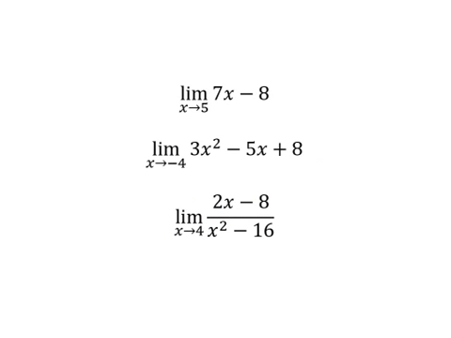Okay, so these would just be using basic substitution. For the first equation, all I would have to do is take this 5 and plug that 5 into the x. So if I plug 5 into x, 7 times 5 is 35 minus 8 gets me my answer of 27. So that first one would end up being 27 because all I have to do is plug in 5. Okay, so take a second and answer the second one.